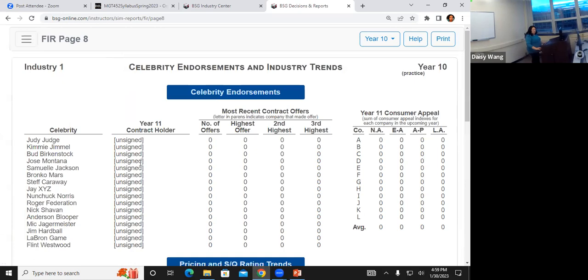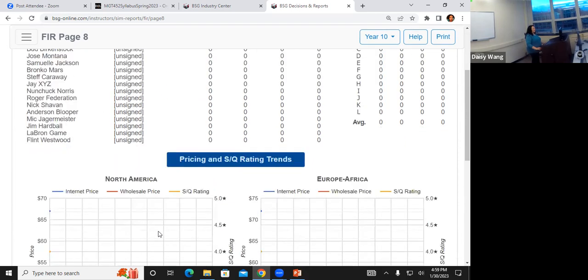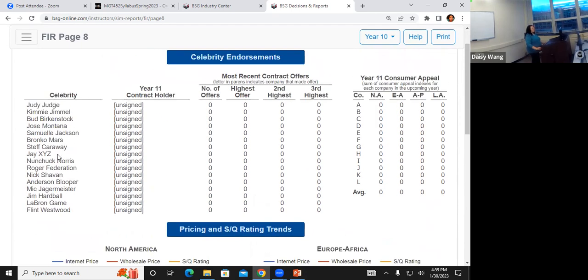And then we have celebrities. So you get to see the top offers, how much, second highest, third highest, and how many offers are there, and then who got it. Okay, so we have JXYZ, Judy Judge, Kimmy Jimmo, and then Samuel Jackson, Bronco Mars, LeBron Game, Flea Westwood. So you have these people.